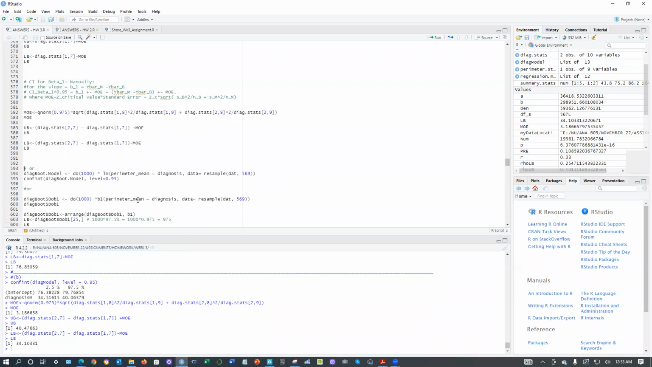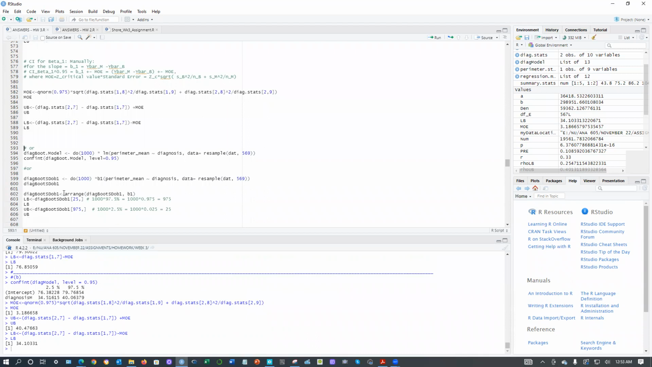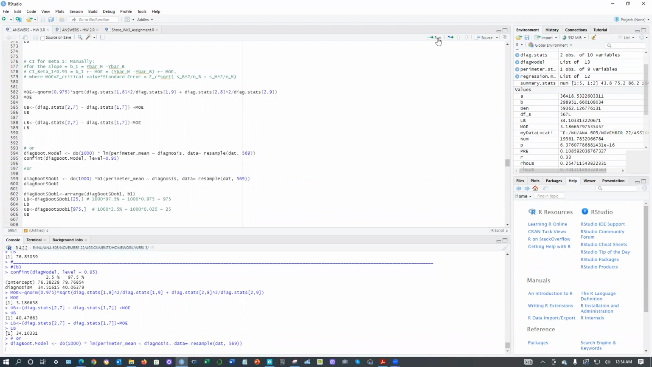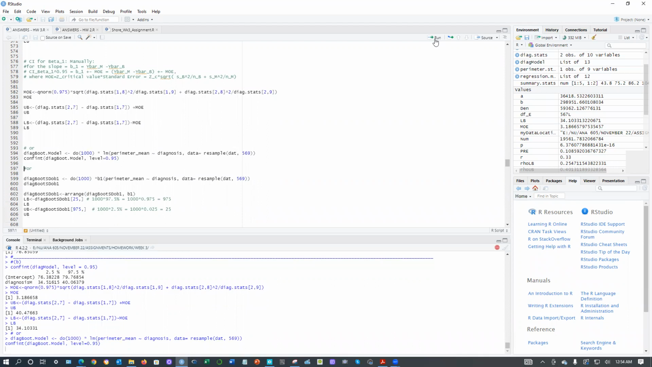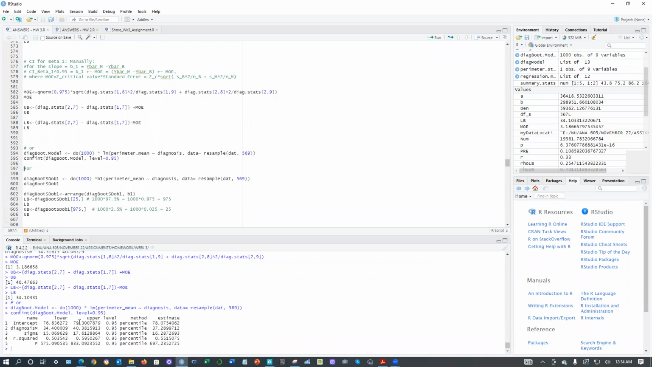Okay. Oh, you go to this one. Look at what I'm doing now. I'm going to go ahead and, see, resample from that one, get that one, and find the confidence interval. See, another way to get it now. Then find the confidence interval on that one. That will produce all the data. See? 76 to 79, 34 to 40.